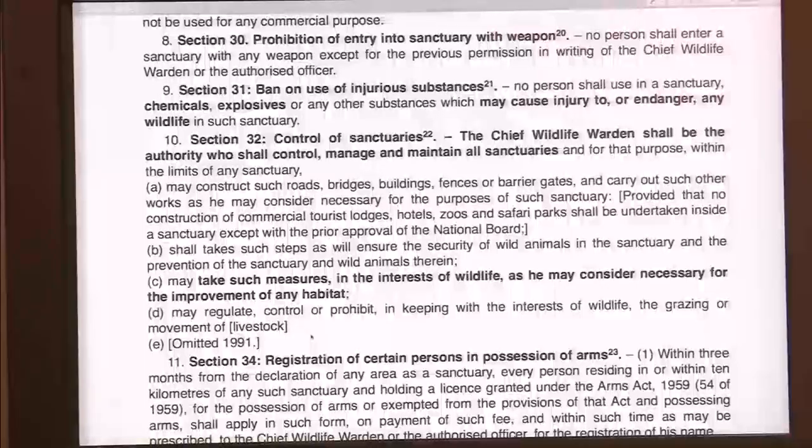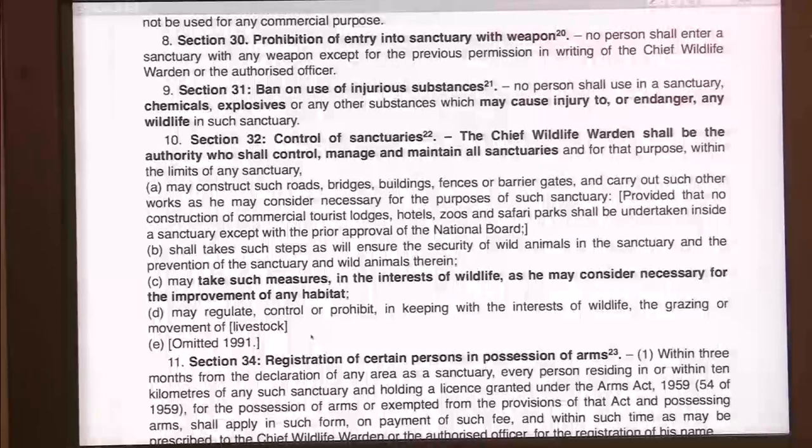Next, we have ban on the use of injurious substances, section 31, which may cause injury to or endanger any wildlife. And this includes chemicals and explosives and other substances. So, basically, when we see this section, it also includes all of our drugs that we are using, because they may cause injury to or endanger any wildlife.